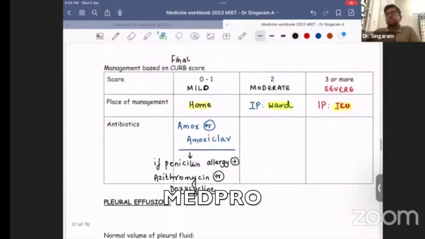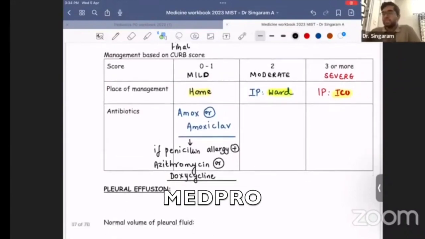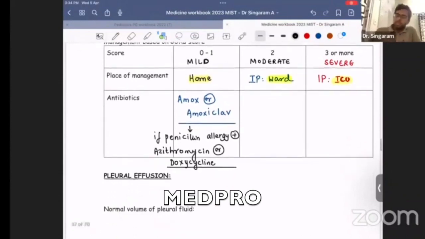Suppose the patient has moderate pneumonia according to the CURB score, which is a score of 2. Then obviously, as I told you, we have to admit him as an inpatient. But in the ward setup, it's not a very severe condition, so you can put him in the ward. Now in the ward, what is the drug you are going to give? Again, amoxiclav. Along with that, you can give a macrolide group of antibiotic, typically recommended in the hospital setting is clarithromycin. So you have to use a combination.